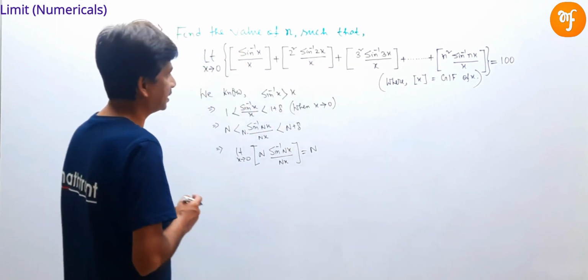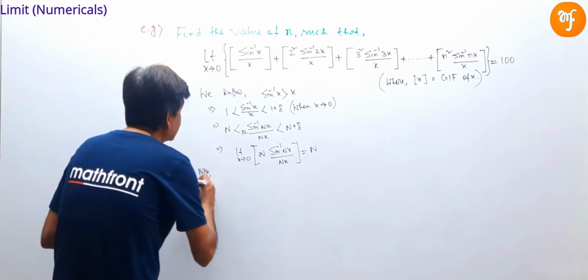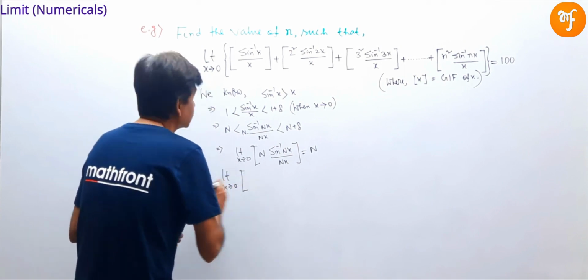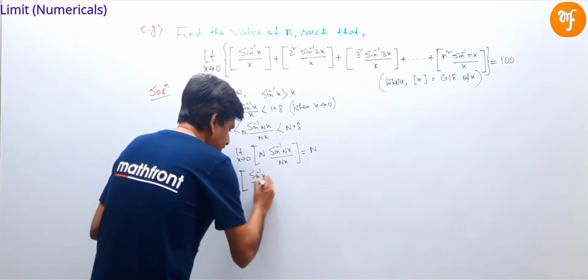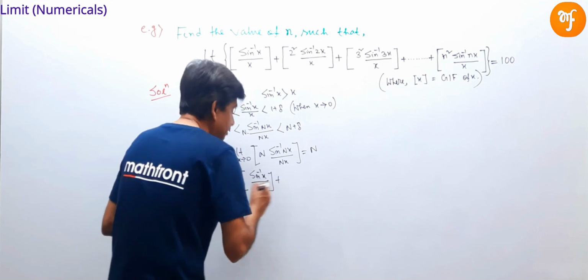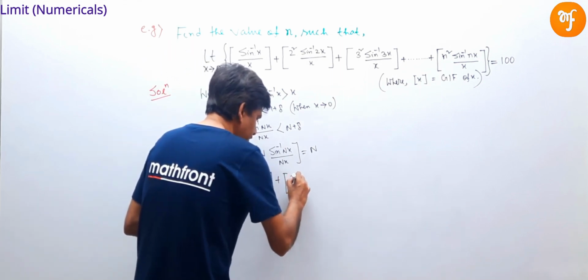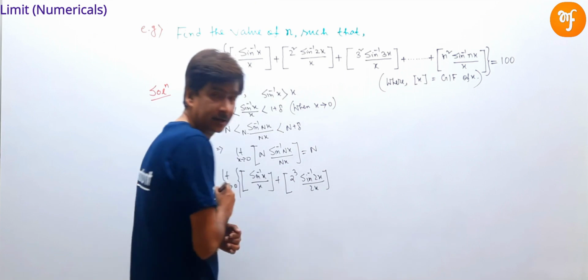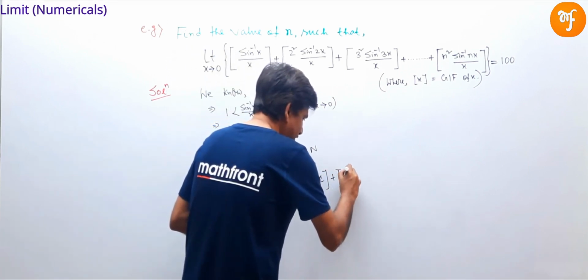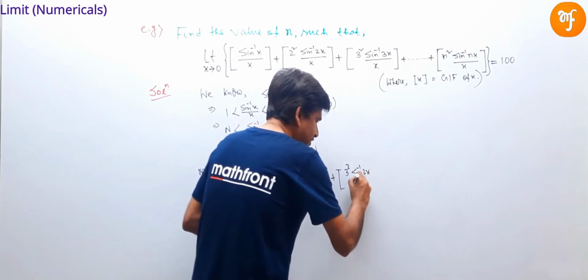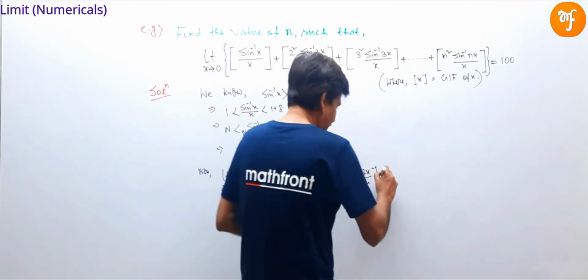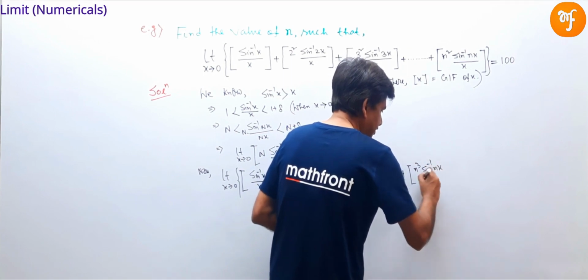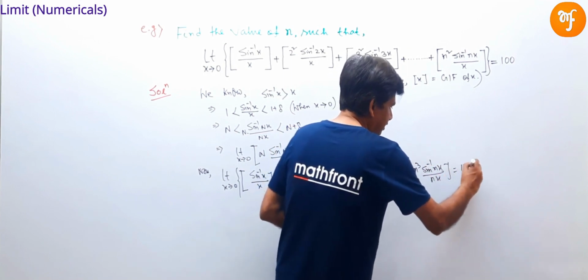Look, the left hand side can be written as limit x tends to 0, [sine inverse x by x] plus [2 cube into sine inverse 2x by 2x], okay, plus [3 cube into sine inverse 3x divided by 3x], okay, plus dot dot till [n cube into sine inverse nx divided by nx], and the right hand side is given as 100.